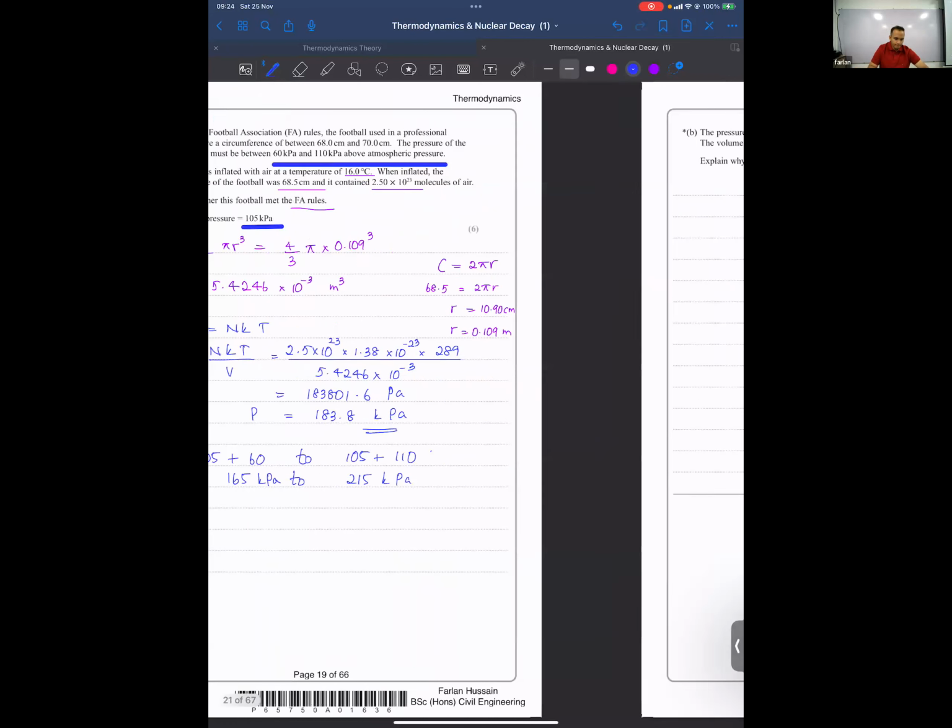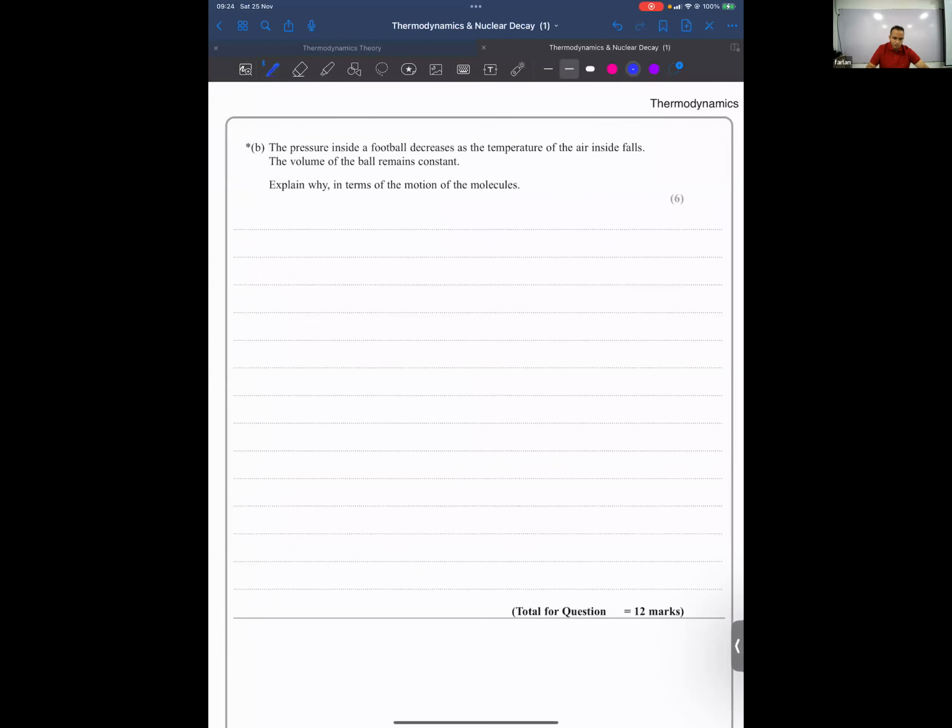The next one. The pressure inside a football decreases as the temperature of the air inside falls. Temperature is falling, pressure is decreasing. The volume of the ball remains constant. Explain why in terms of the motion of molecules. It's an easy answer, but it's a 6 marker. You have to write a detailed answer.